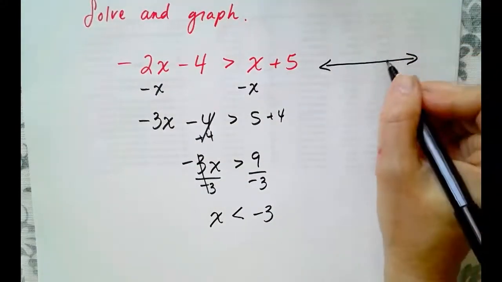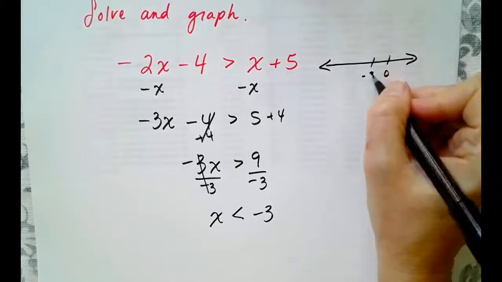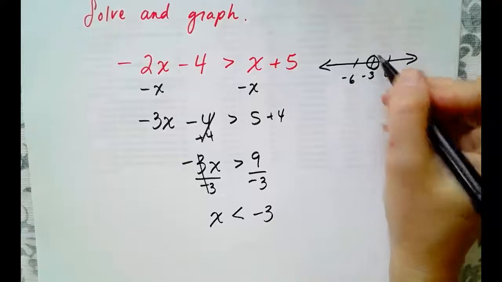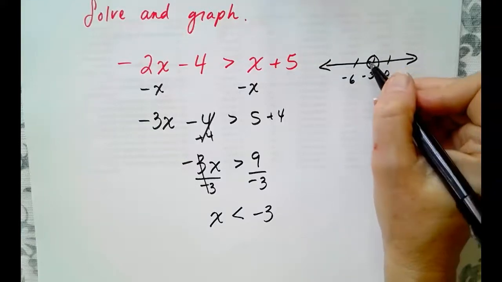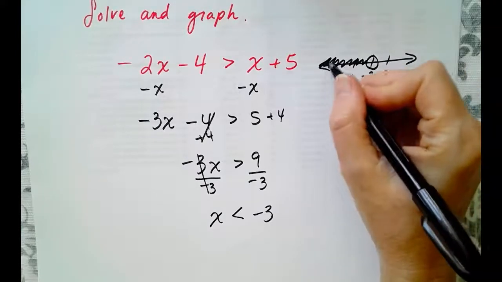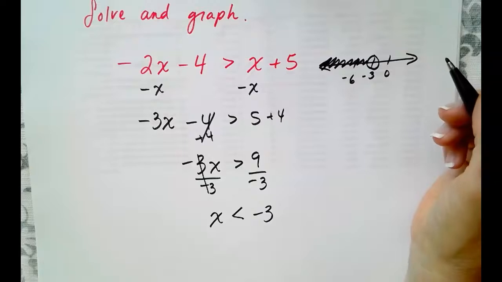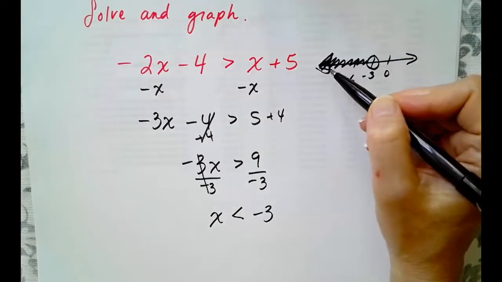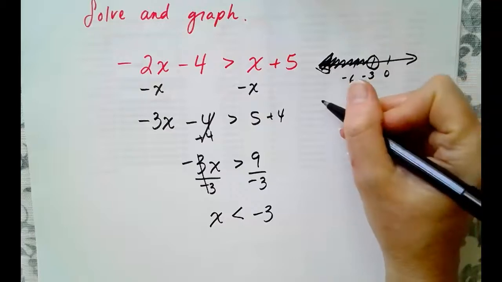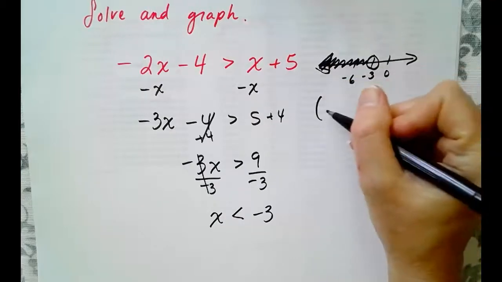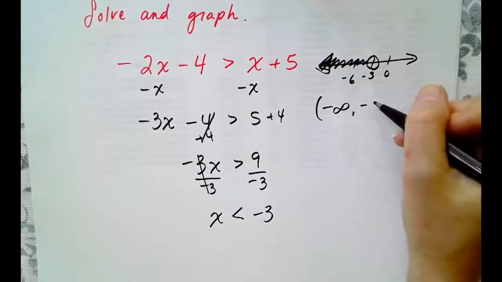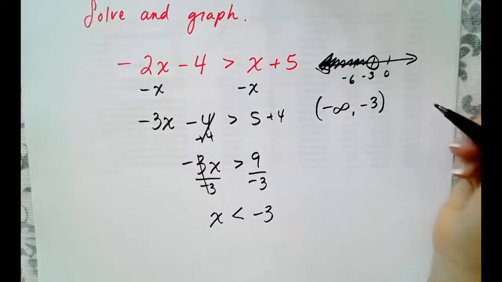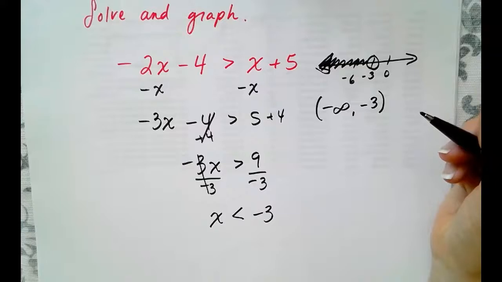So less than negative 3, so here's 0, negative 3, negative 6. So normally this would be an open circle, that's how we've graphed it before in Algebra 1 and Algebra 2. Shade to the left. So in terms of interval notation, since our answer set is starting at negative infinity, then remember left to right, negative infinity, up to but not including negative 3. So we will bind negative 3 with a parenthesis.